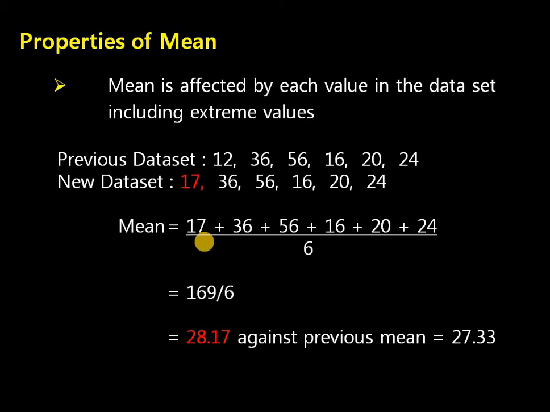So, properties of mean. Mean is affected by each and every value in the data set, including the extreme values also. Previously we had this data set. If we change one of the observations, let's say 12 is changed to 17, the arithmetic mean will be affected. Earlier the mean was 27.33 and now the new mean will be 28.17.